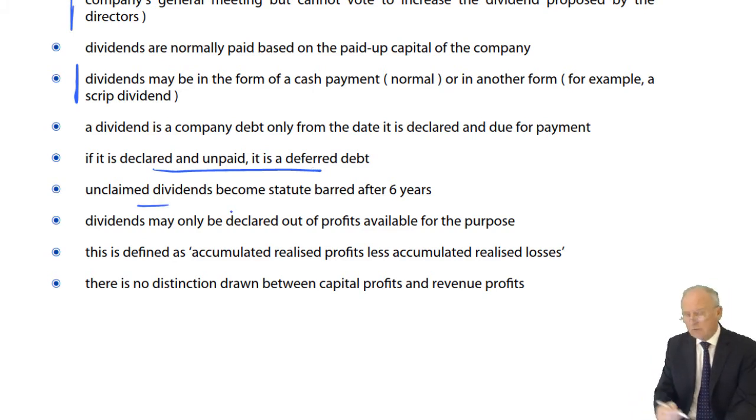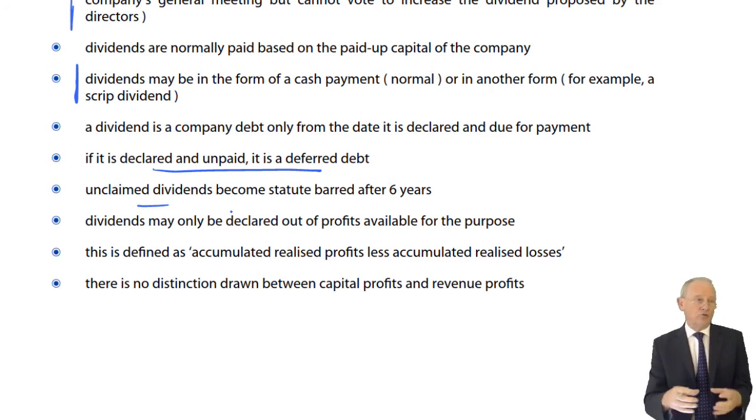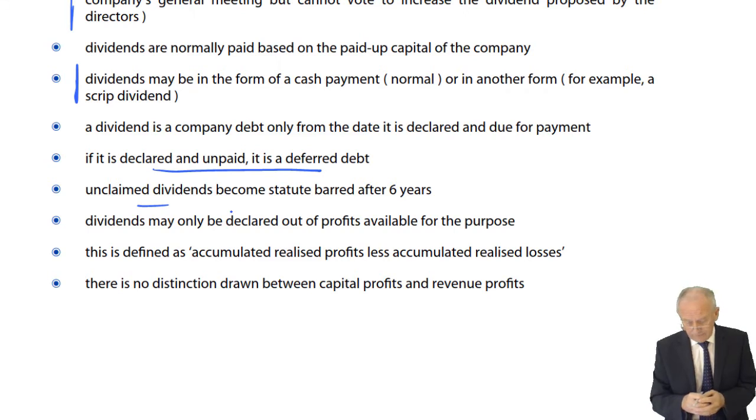Unclaimed dividends are statute barred. It means that if you receive a dividend notification and you don't take it to the bank, and you leave it for 6 years, you can't then claim it. You can't go back to the company and say, oh, look, I forgot to bank this 7 years ago. What you may be able to do, the company may be prepared to do that for you, but there's no obligation. It's a statute barred debt.